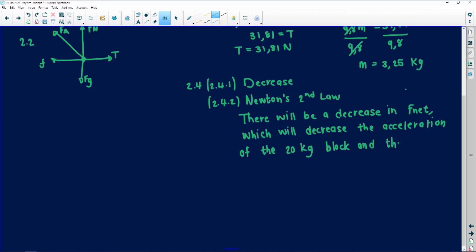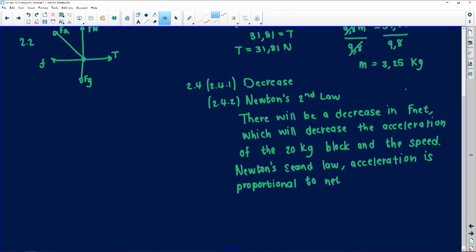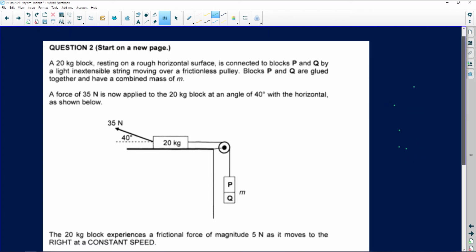And the speed. According to Newton's second law, acceleration is proportional to net force. So they did say explain, so they did want everything in writing. And I think that is the last question that we have. And that is then how we would have answered the second question of this paper.